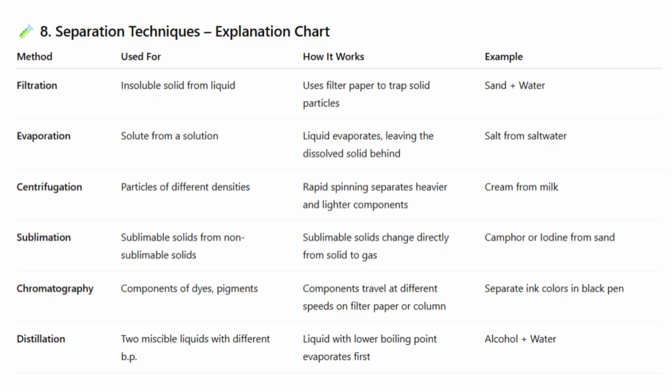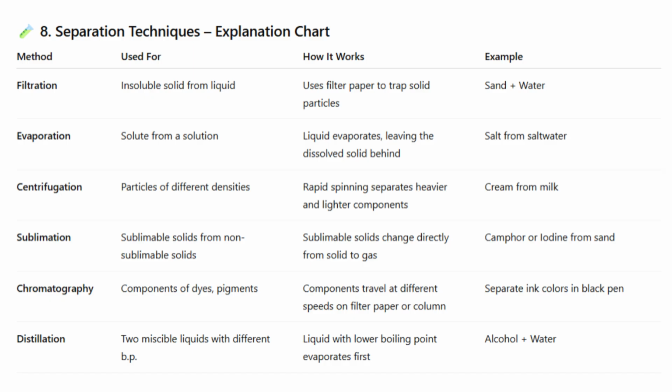Chromatography: Method used for separating components of dyes, pigments. How it works: Components travel at different speeds on filter paper or column. Example: separate ink colors in a black pen. Distillation: Method used for two miscible liquids with different boiling points. How it works: Liquid with lower boiling point evaporates first.